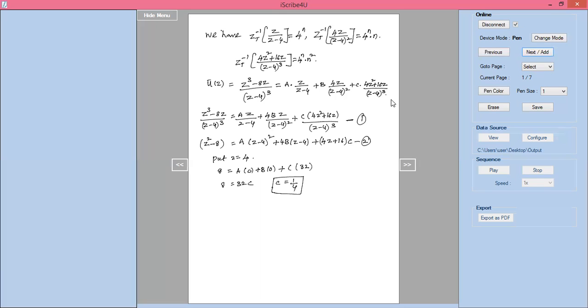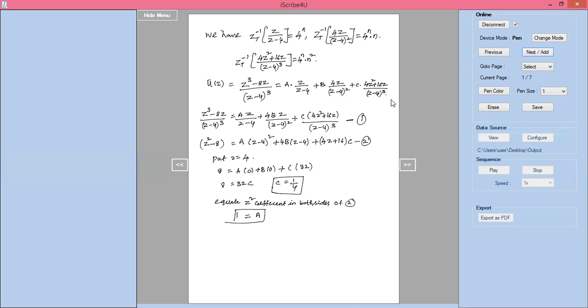Next, similarly, equate the z square coefficient in both sides of equation 2. If you equate, 1 equal to, what is the z square term? If you expand (z minus 4) whole square, you will get z square, that is a. A is nothing but 1.